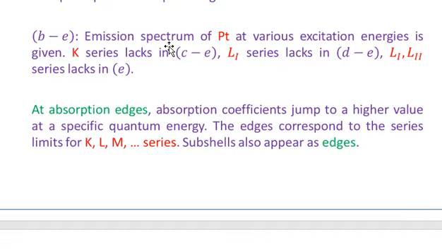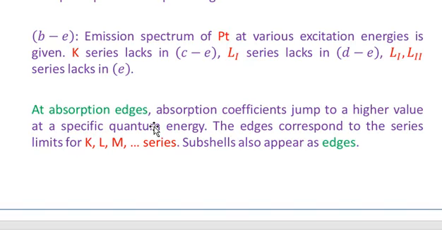Now you see that I have explained the spectra. Now I am going through just what is explained there. For example, in the plots from B to E, the emission spectrum of platinum at various excitation energies is given. Kappa series lacks in C to E, L1 lacks in D to E, L1, L2 lacks in series E. And you know that the reason is what I have explained.